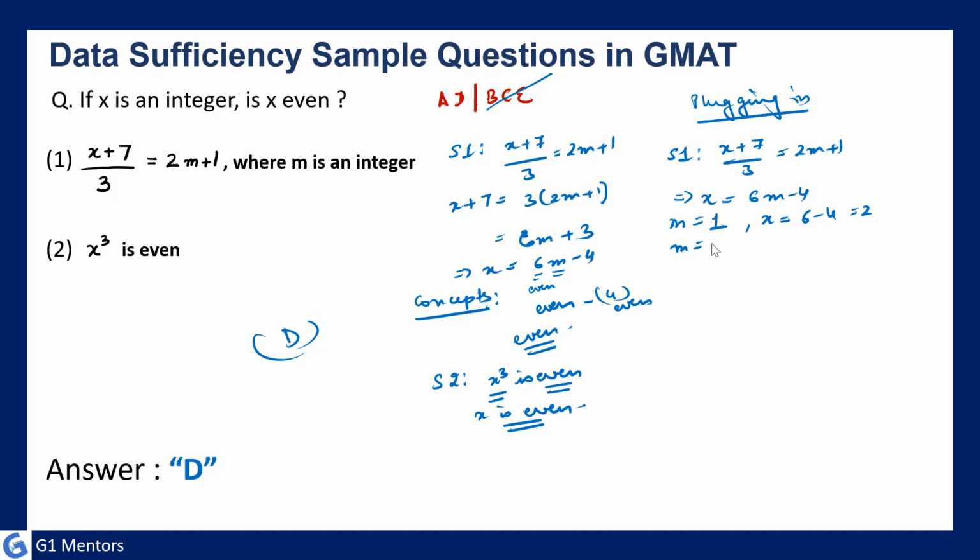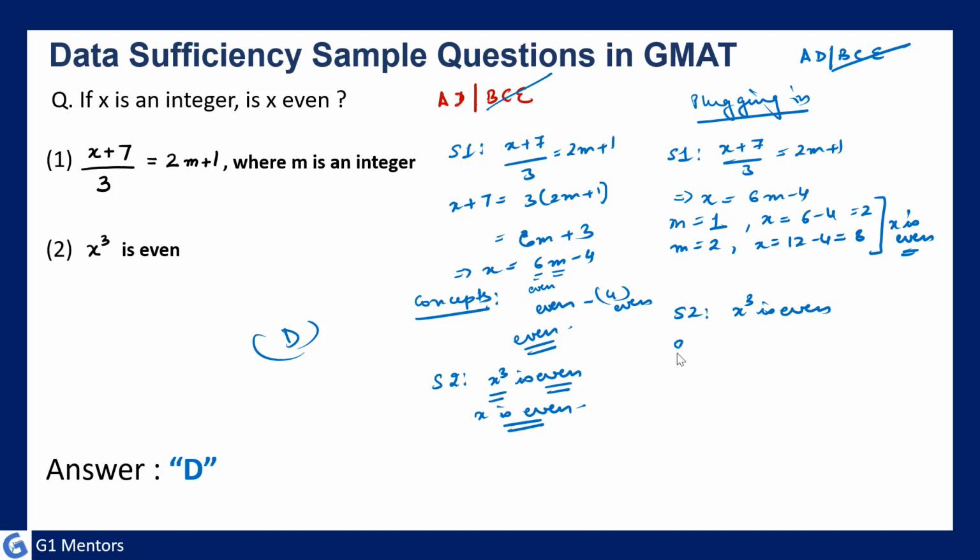Let's take another example, m is equal to 2. In this case, x is equal to 12 minus 4, that is equal to 8. In both the cases, x is even. So statement 1 alone is sufficient. So we write A, D, B, C, E here and we strike off B, C, E. Now let's see statement 2. Statement 2 says x cube is even.